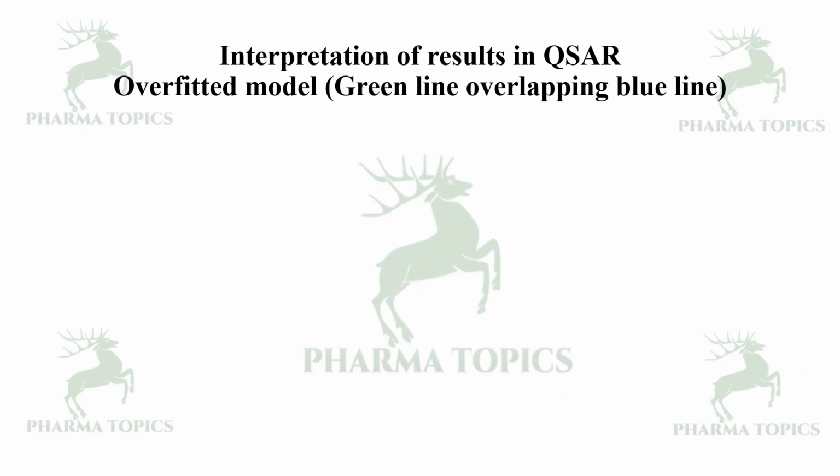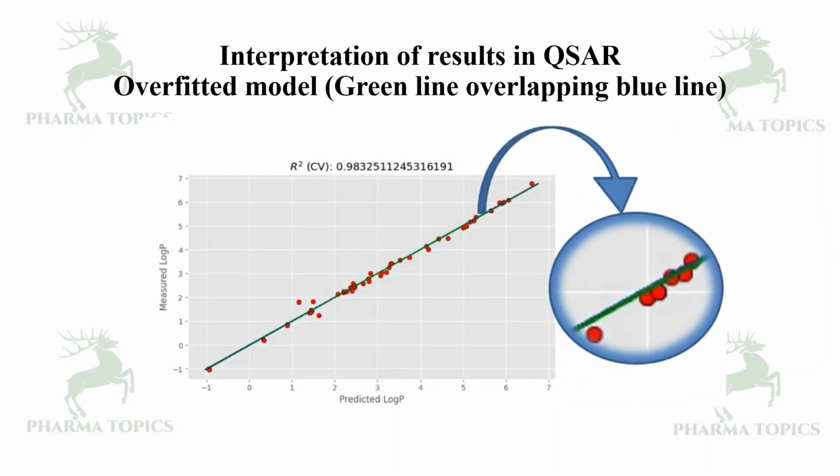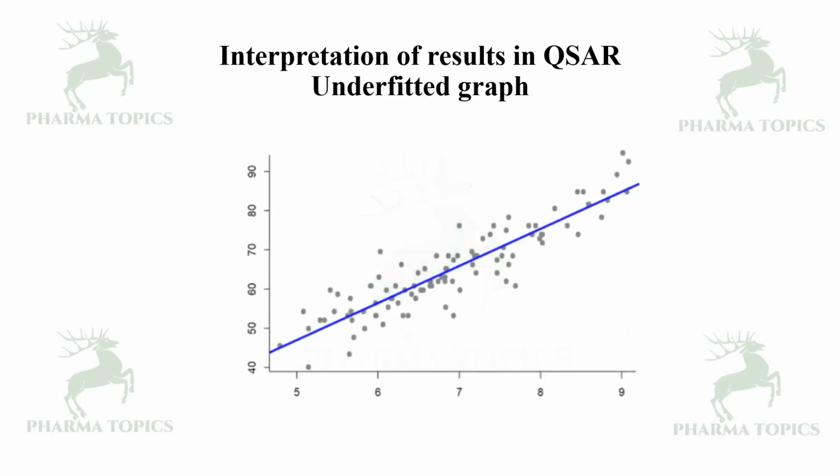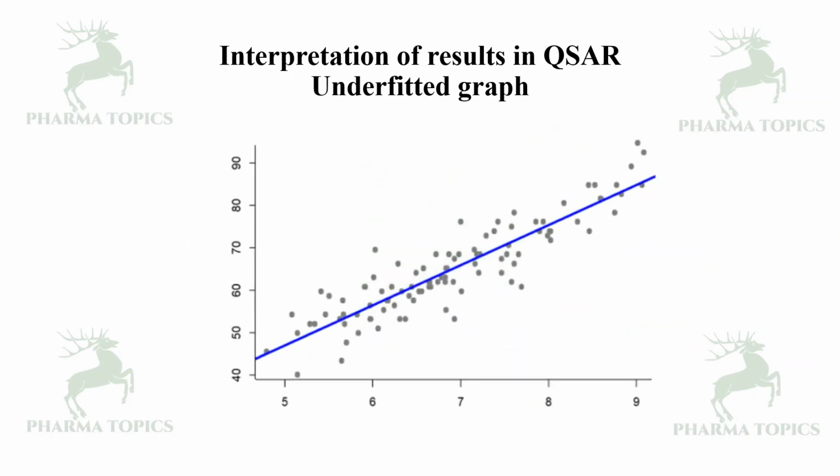Let us see an overfitted model. So here you can see the predicted as well as the experimental values, they overlap. The green line overlaps the blue line. So this is an overfitted model because here two lines are appearing, but it appears as a single line. Then let us see an underfitted graph. So an underfitted graph will appear like this. The molecules are scattered throughout. So here you can see several outliers are present. So it is an underfitted graph.